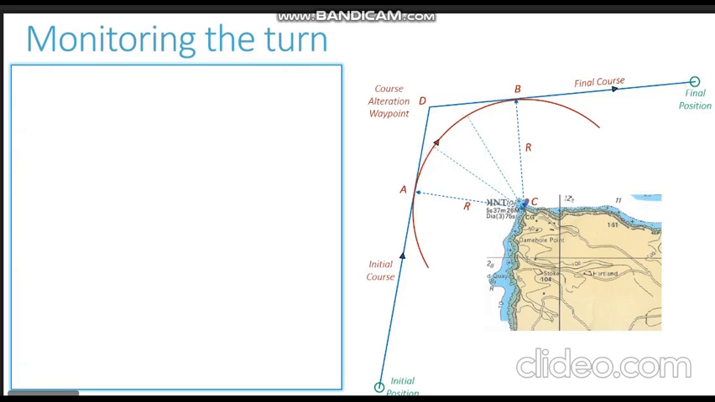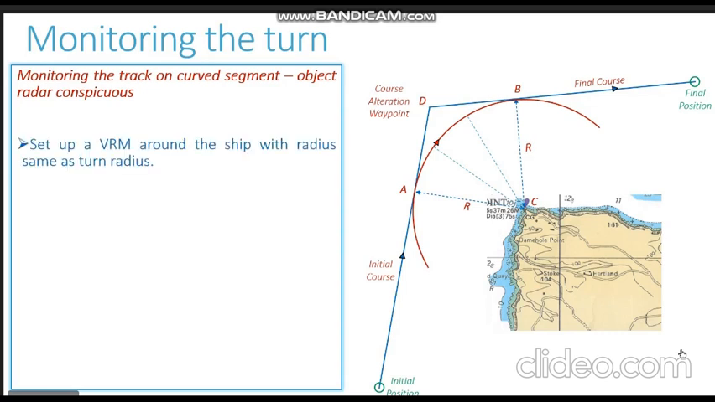Assume a different scenario. Let us assume that the object which was supposed to be visible to us is no more visible because of restricted visibility. So we are not able to observe that object, and we cannot observe whether it is abeam, abaft the beam, or moving ahead of the beam. In this kind of scenario, the object will still be available on the radar. So we have a radar conspicuous object available to us. Now, how can we monitor our progress on the curved path using this radar conspicuous object?